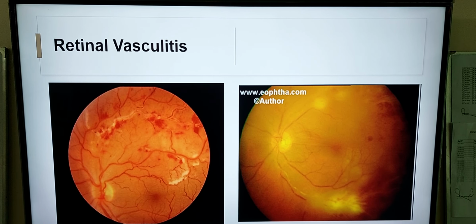On the right side, you can see that there is vitritis because the view of the fundus is hazy, and there are patches of retinal infiltrate seen in the supratemporal quadrant. You see there are two spots of retinal infiltrates. In the infratemporal vascular arcade, you can see that the vessel is sclerosed, and there is a vein occlusion, infratemporal branch retinal vein occlusion seen on the right side.